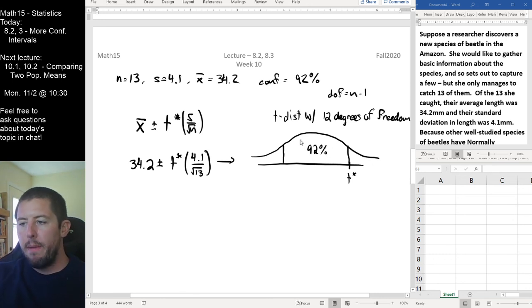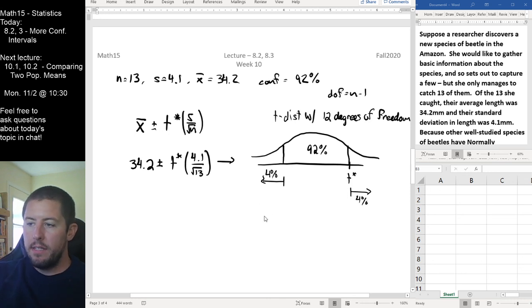So the way that we should think about this now is if 92% is in the middle, then that must mean that 8% is left over for the two tails. If the two tails are equally splitting that 8%, then it must be the case that there is 4% in each of the tails. And if there's 4% in each of the tails, then this tells me that 96% of the area is left of T star.